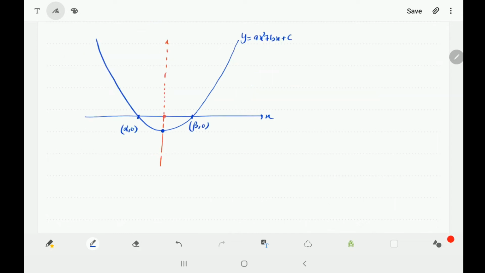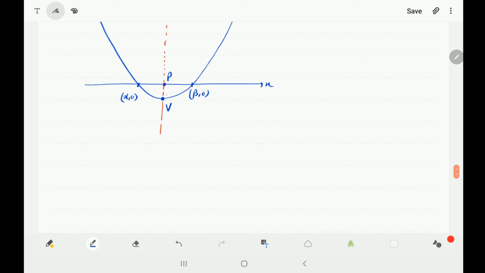So let's consider the parabola y equals ax² + bx + c, which is an upward parabola right now, and it has, say, two roots (alpha, 0) and (beta, 0). Because we know that the parabola is symmetric about the line which is known as the axis of the parabola, and it will intersect the parabola at the point which is denoted as V, the vertex. Because the parabola is symmetric about this line, this point P will be the midpoint of the roots of the equation. So P will be the midpoint of (alpha, 0) and (beta, 0).